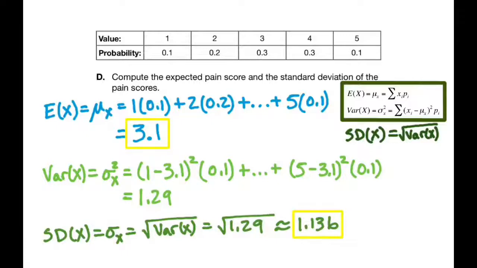Just to note that you can find those numbers in the calculator, specifically if you're using a TI. So you can put in as a list your values. So put all your values in as a single list, then put your probabilities in as a separate list. Make sure that they are in the same order. And then find the one variable statistics. Your X list is going to be your value list, and your frequency list is going to be your probability. I hope that this helps you understand discrete random variables just a little bit better.